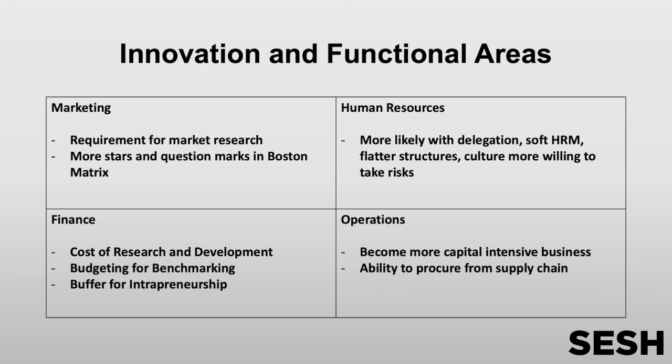In terms of finance, the cost of research and development is likely to be expensive. Budgeting for benchmarking, you might want to consider that. And if you're going to encourage intrapreneurship, you need to accept there's going to be some failure within that, so you might want to have a cash buffer. And with operations, it may be that operations will likely, in terms of innovation, move you away from a labour-intensive business towards a capital-intensive business. Additionally, you might want to consider your supply chain within that if you are being more innovative.